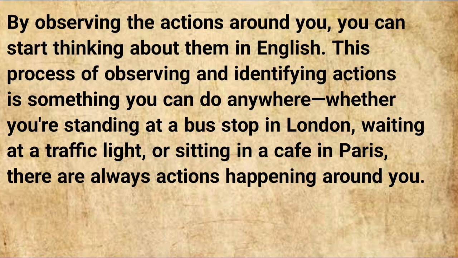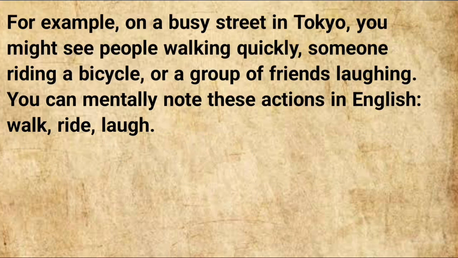This process of observing and identifying actions is something you can do anywhere. Whether you're standing at a bus stop in London, waiting at a traffic light, or sitting in a cafe in Paris, there are always actions happening around you. For example, on a busy street in Tokyo, you might see people walking quickly, someone riding a bicycle, or a group of friends laughing. You can mentally note these actions in English: walk, ride, laugh.